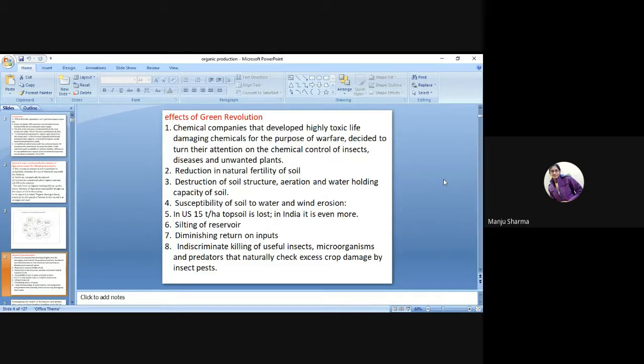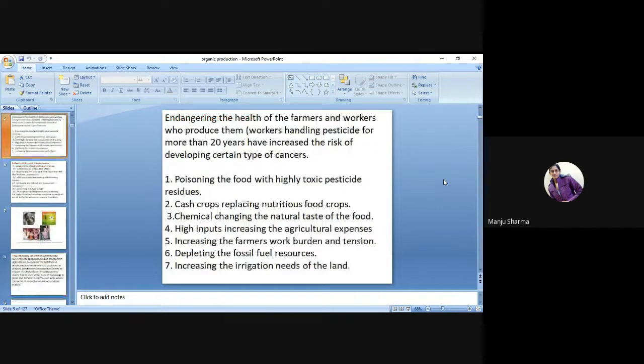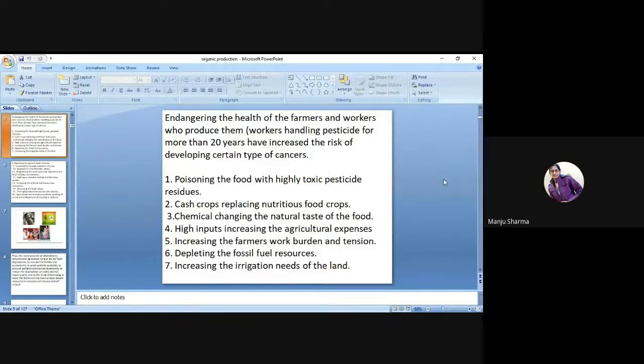indiscriminate killing of useful insects, microorganisms, and predators that naturally check pests, crops damaged by unsafe waste, and endangering the health of the farmers and workers who produce them, which for more than 20 years has increased the risk of developing certain types of cancer. Poisoning the food with highly toxic pesticide residue.